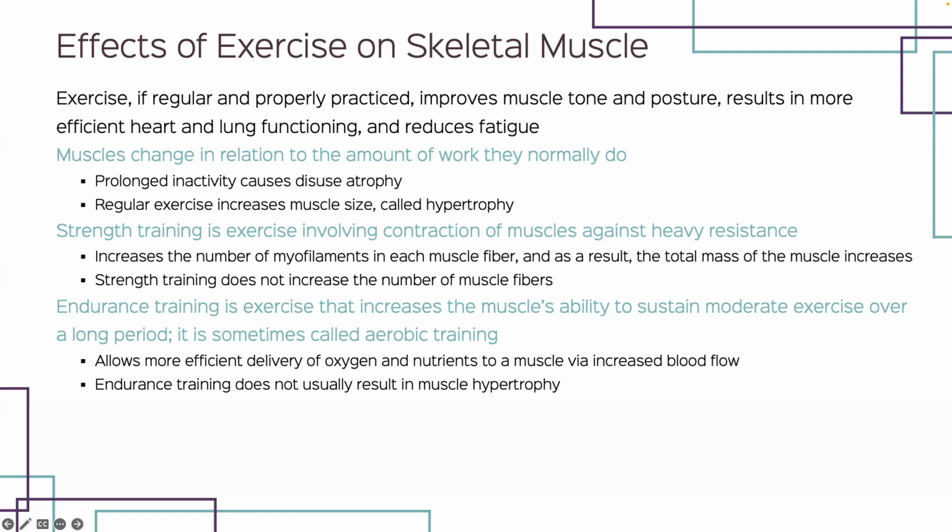Aerobic training also causes an increase in the number of mitochondria within those muscle fibers. It will then allow for the production of more ATP, which is then needed to fuel those prolonged activities.